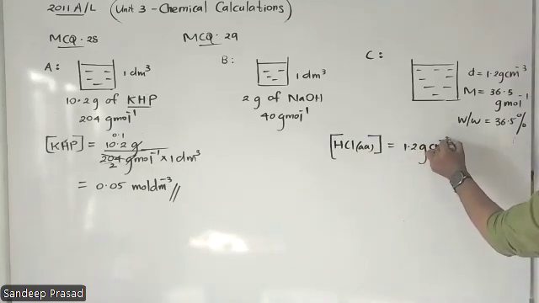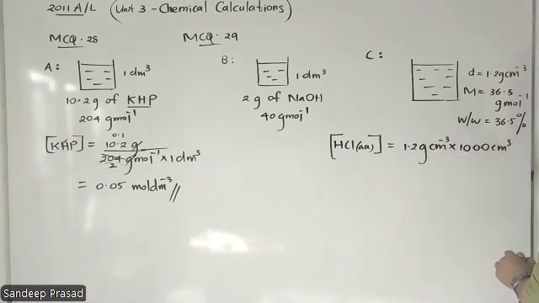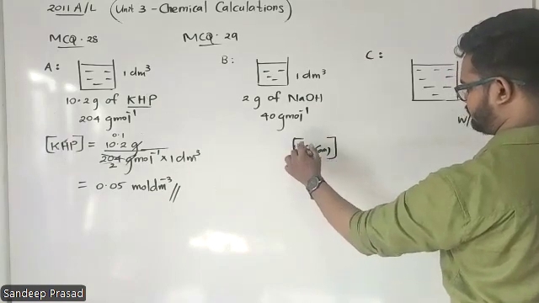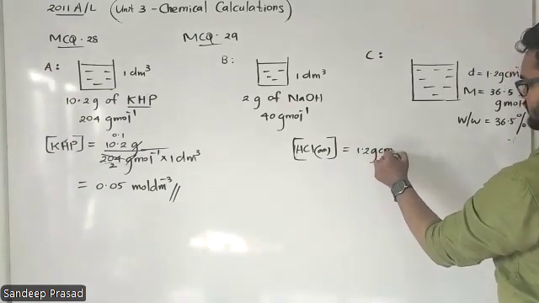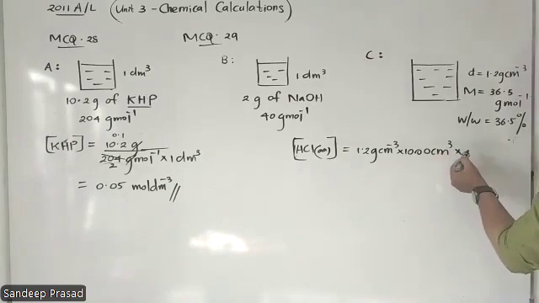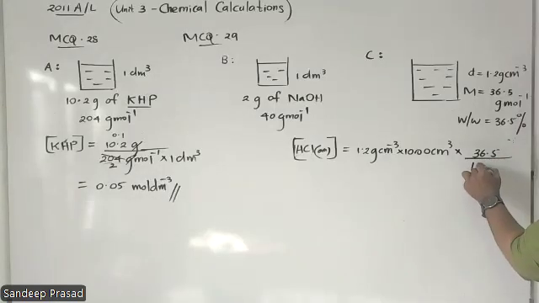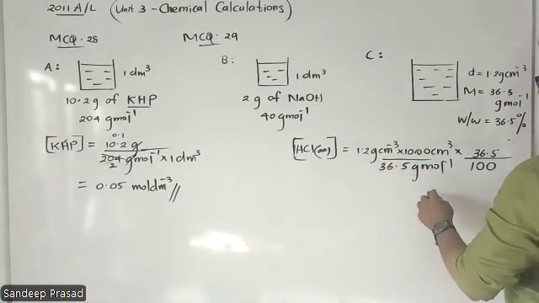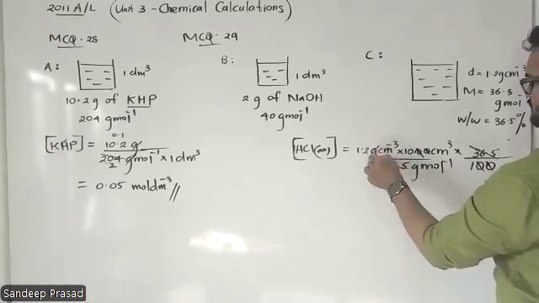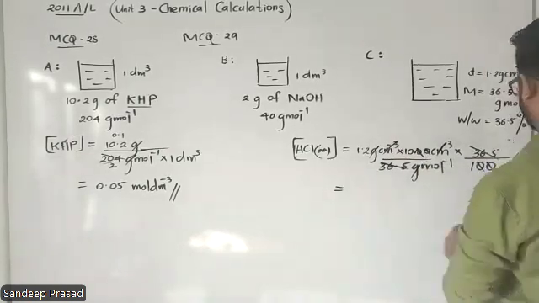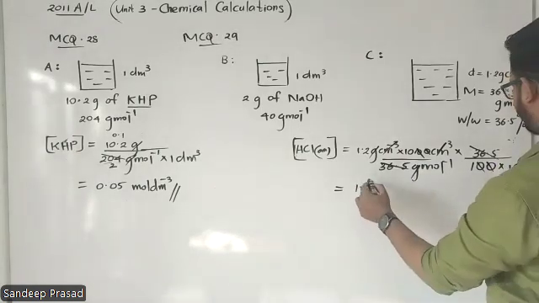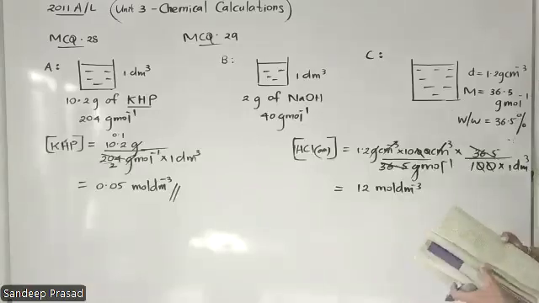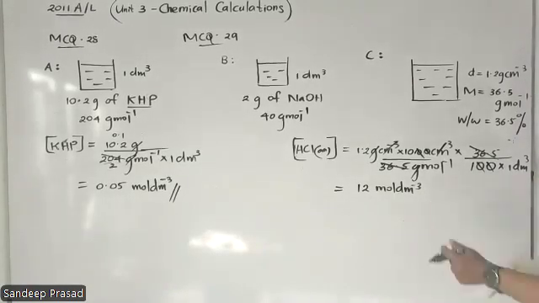(1.2 grams per cubic centimeter). Let me assume that the volume is 1000 cubic centimeter. Then this is the mass of the solution. In order to find out the HCl mass, we have to multiply this one by 36.5 divided by 100. Then when you divide this one by the corresponding molar mass of HCl, you are obtaining the number of moles. Cancel off. Let's consider the volume is 1 cubic decimeter. So therefore 12 moles per cubic decimeter. So this is the molar concentration of the solution C that we have prepared.